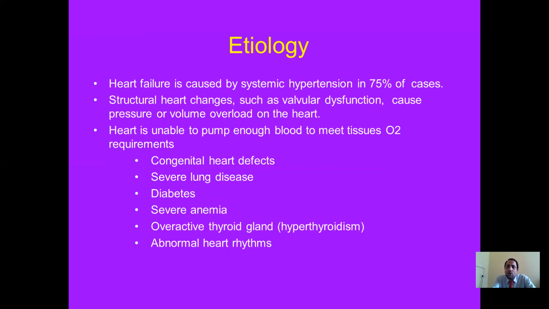Now, if we talk about the etiology or the cause, what is the major cause of congestive heart failure? The most basic major cause behind congestive heart failure is hypertension, in 75% of the cases. And the second cause is structural heart change, like valvular dysfunction, caused by pressure or volume overload of blood on the heart, due to which the heart does not get the proper amount of oxygen required by the heart cells and heart muscles. Other causes are congenital heart defects, severe lung disease, diabetes, severe anemia or overactive thyroid gland, and abnormal heart rhythms.